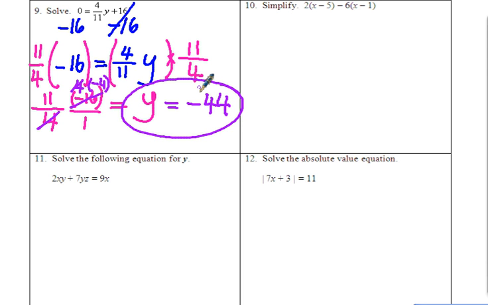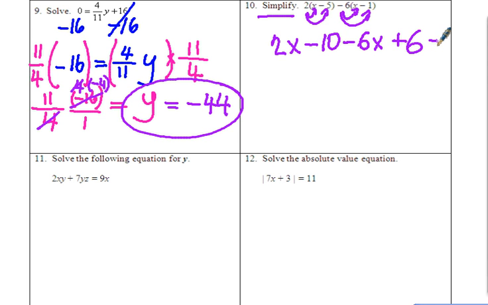For number 10, we are simplifying. As you can see, this is not an equation. So all we will be doing is distributing and combining like terms. What do we get? 2x minus 10. Now we are distributing by negative numbers, so that will change the sign inside the parentheses. Negative 6x. Negative 6 times negative 1 is positive 6. And we are simplifying. From here, we want to combine like terms.